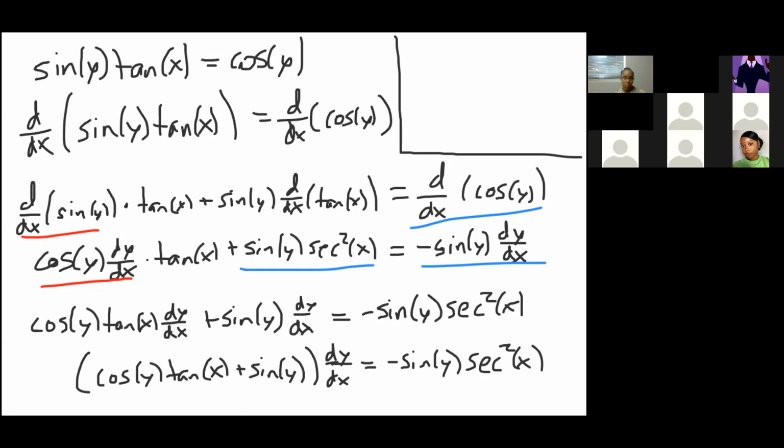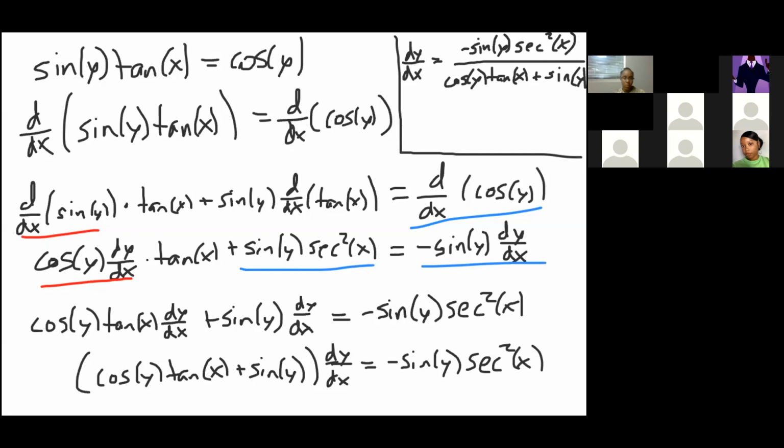Then to get dy over dx by itself, I divide by what I'm multiplying it by. So dy over dx is equal to negative sine of y times secant squared of x, divided by cosine of y times tangent of x plus sine of y. And from there, I can simplify some things down, and I would want to do that because it would make my life a little bit easier when I go try to type this stuff into WebWork. But that is a correct answer.